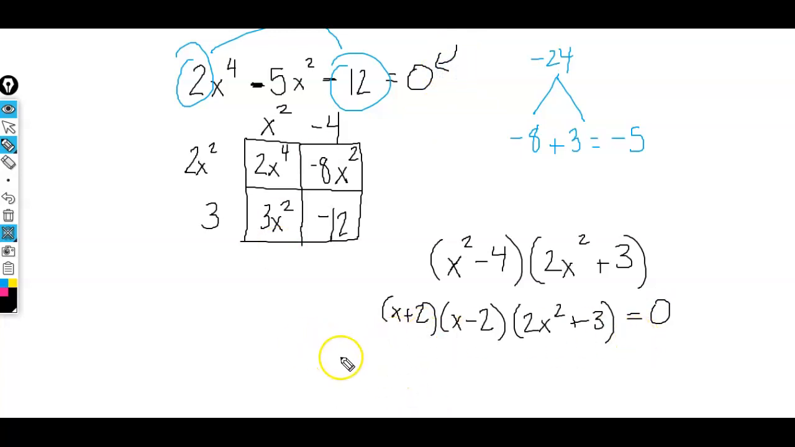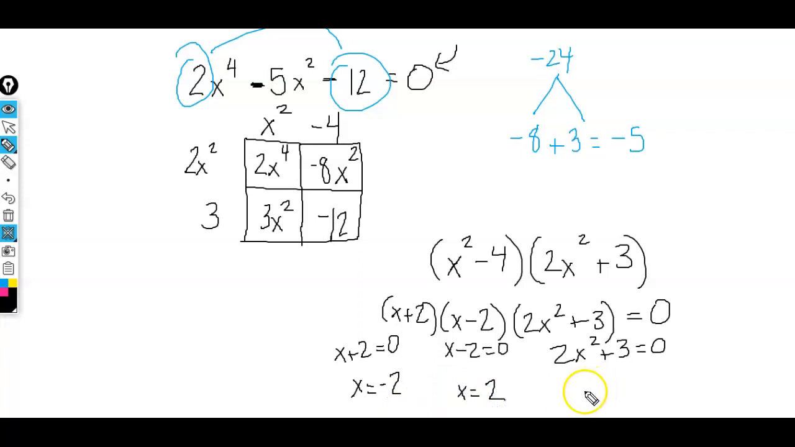And now we just want to set all of our factors equal to 0 and solve. So x plus 2 equals 0, x minus 2 equals 0, and 2x squared plus 3 is equal to 0. So here I get x is equal to -2. Here I get x is equal to 2. And this one is another quadratic, but I don't think I'm going to end up having to use the quadratic formula because it just has x squared in it. I should be able to just get x by itself.